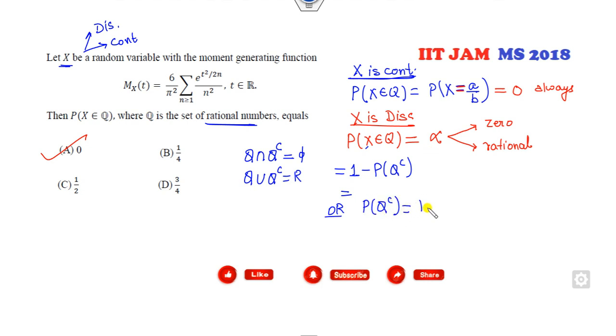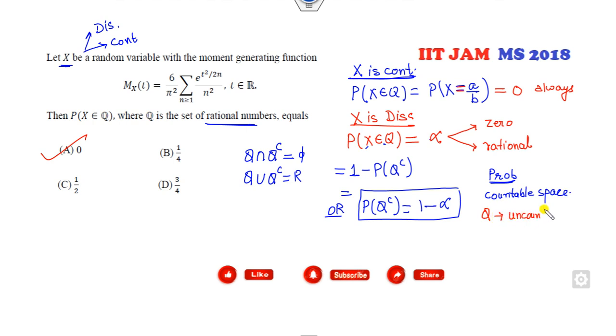This will be 1 minus the probability of this, that is 1 minus alpha. Fine. Now alpha is 0 or rational. But we always remember that whenever you want to find the probability, probability is always found on the countable space. Fine. But you all know Q is uncountable.